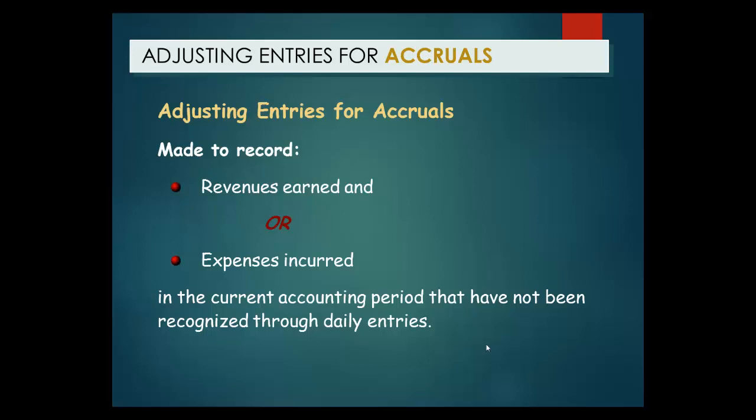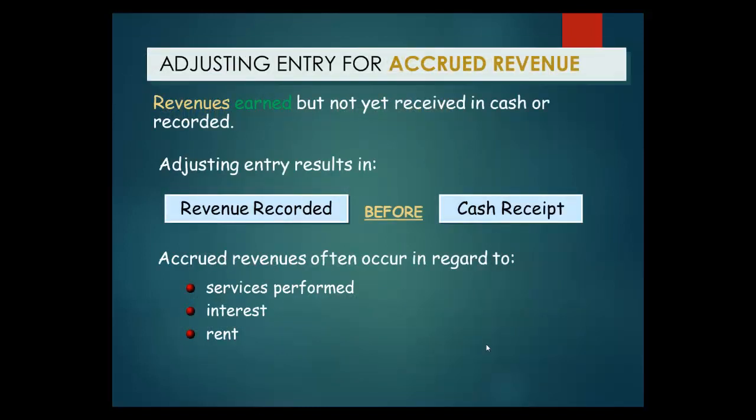We want to do this to make sure that we recognize all the revenue earned or recognize all the expenses incurred during the accounting period that we're reporting on that wouldn't have already been picked up through daily entries. Most commonly, adjusting journal entry for revenue recorded before cash is received most commonly is for services performed.